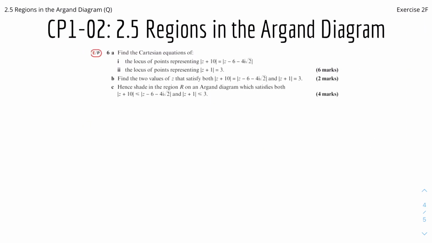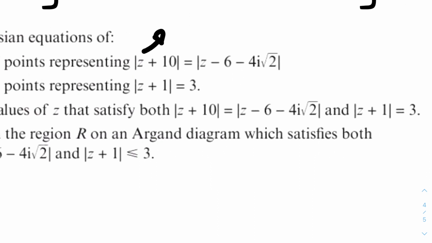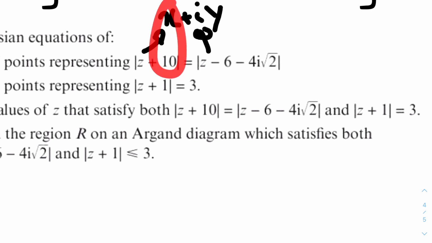And for our last question, find the Cartesian equation of part I. The locus of points representing z, the modulus of z plus 10 equals the modulus of z minus 6 minus 4i root 2. So let me just write it out first. We can first solve it by just converting z into x plus iy. So we know that z equals x plus iy, like so. So we can group some terms, right? We can group x plus 10 in this case because they are both the real component. And the y component is just by itself because it's the only imaginary component.